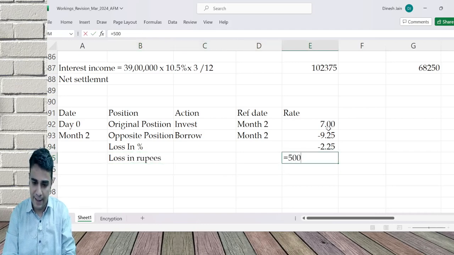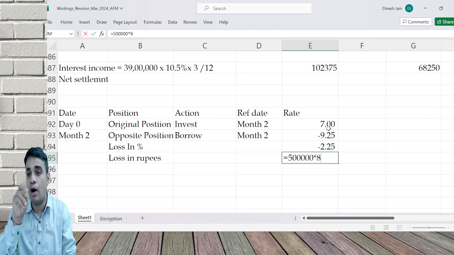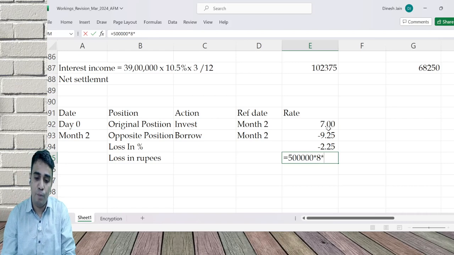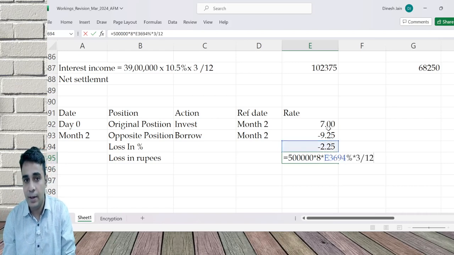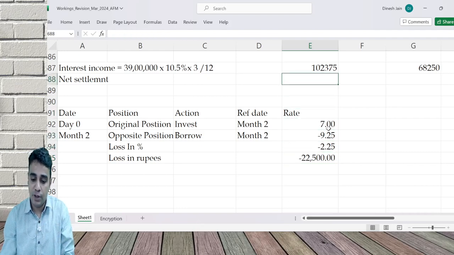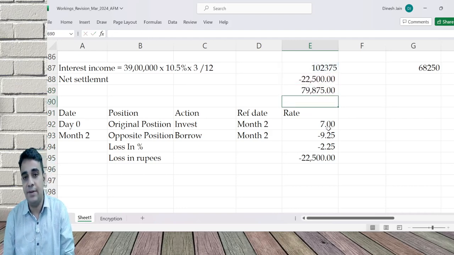0.5 million, which is 5 lakh, into 8 contracts. 5 million into 8 contracts into 2.25% into 3 by 12. So how much loss did I suffer? 22,500. I suffered a loss of 22,500. Listen for some time. I'll put this loss here and my final income is 79,875, which is not good.